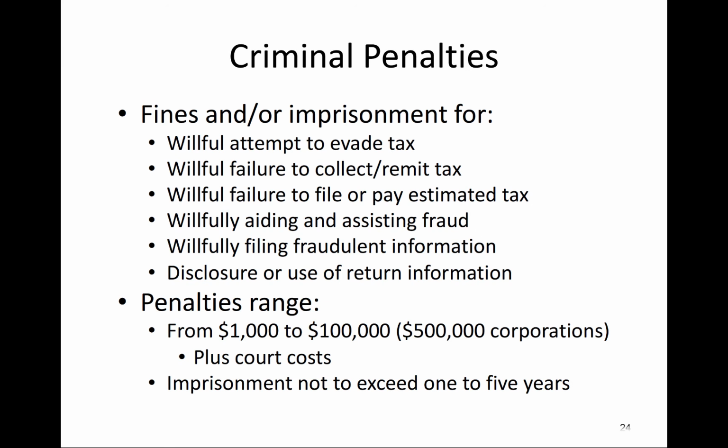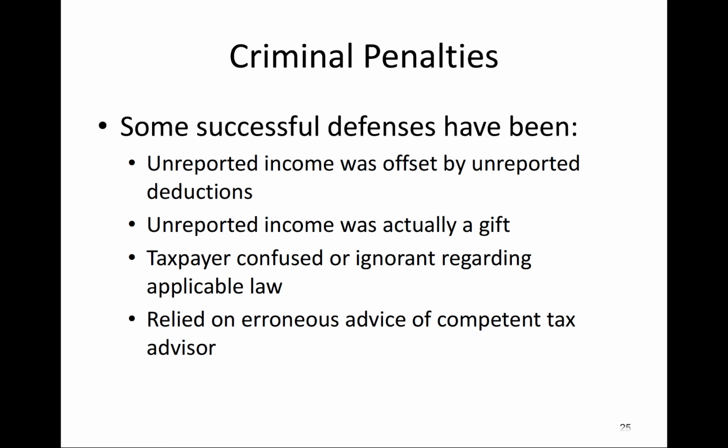And one thing I want to bring light to, if you remember from your history class, Al Capone, right? The FBI couldn't get him on drugs and extortion and all those different criminal things, but they did get him on tax, and it was through the criminal tax law system. There's various defenses. Some successful ones include unreported income was offset by unreported deductions, unreported income was actually a gift, taxpayer confused or ignorant regarding applicable law, and relied on erroneous advice of a competent tax advisor.